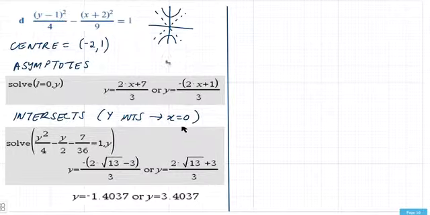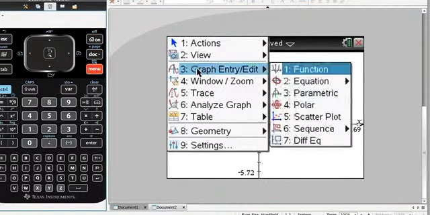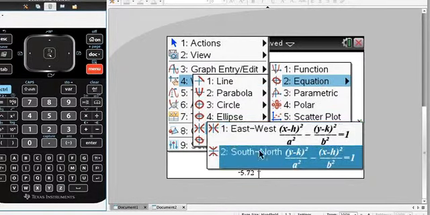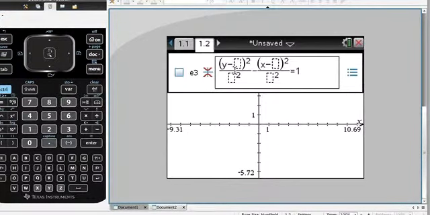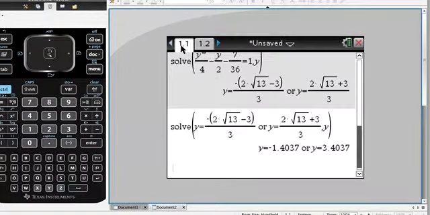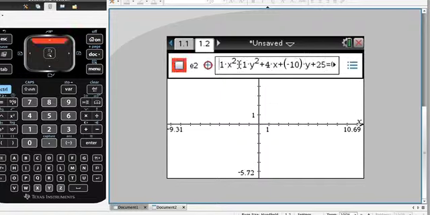So we could actually sketch this by hand if we wanted now, because we have enough information, but we're going to use the CAS to do that. So what we're going to do is just go into a graph page, and menu, graph, equation, so 2, hyperbola, which is 5, and we know it's a north-south because it has y first. It's y take away 1 on 4. Okay, so y take away 1 on 4.